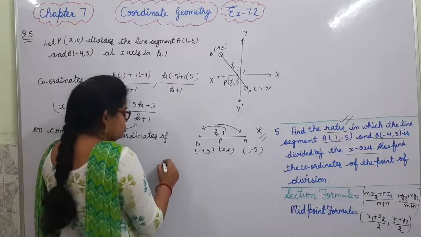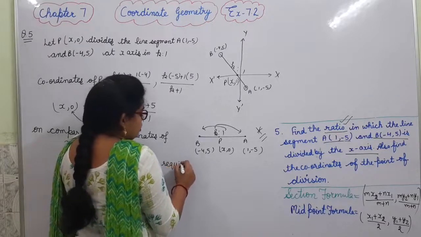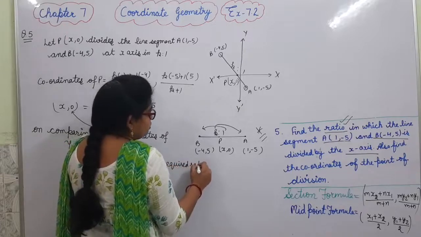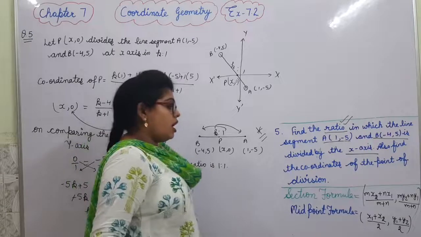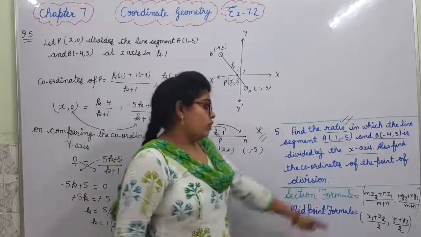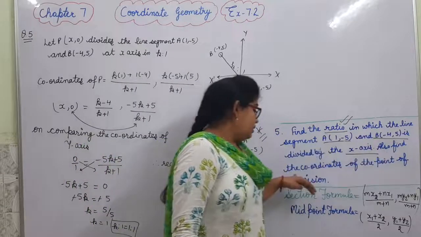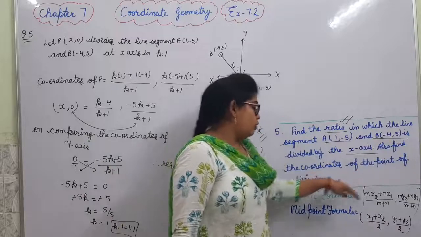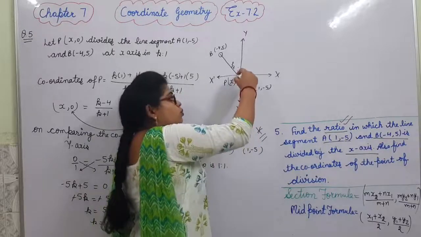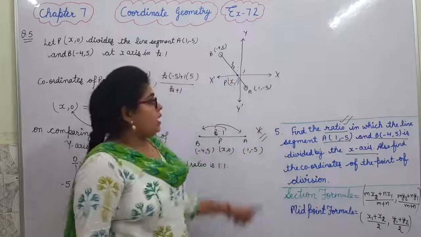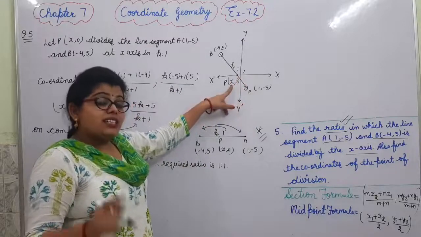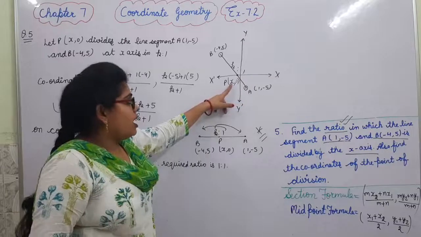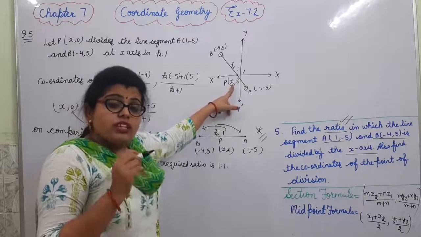So the required ratio is 1:1. After this, what do we have to find? Also find the coordinates of the point of division. This means we also have to find the coordinates of this point. Here the y coordinate is 0, and x we have to find. So we will find the x coordinate.